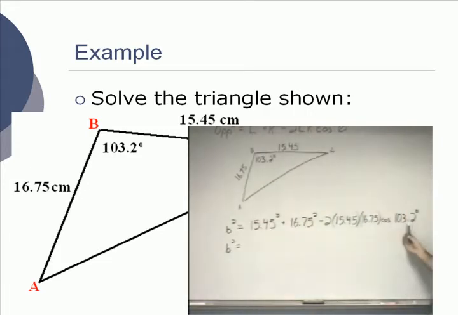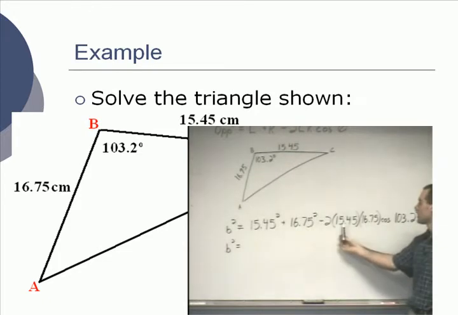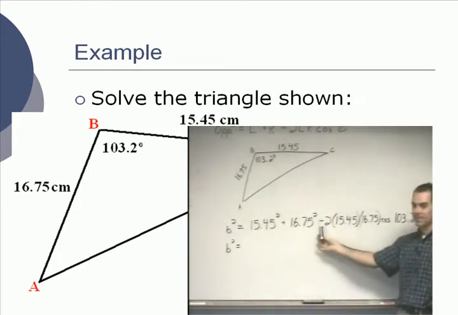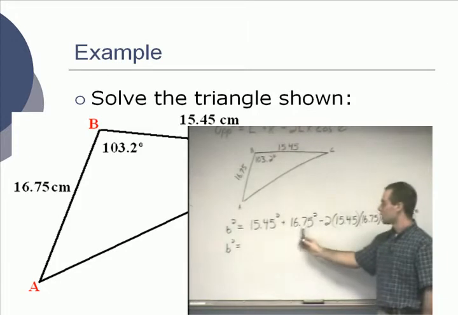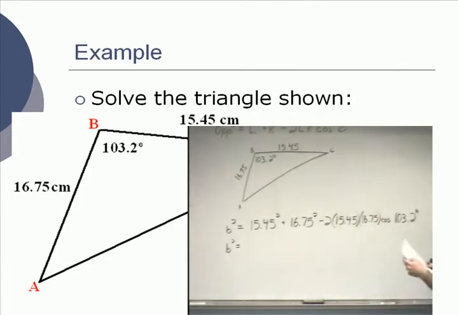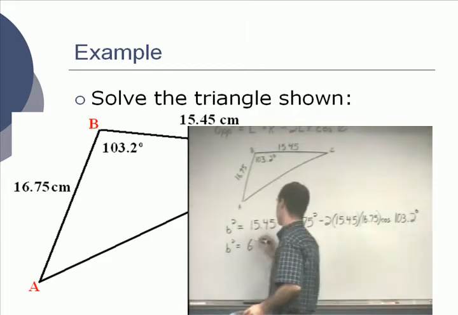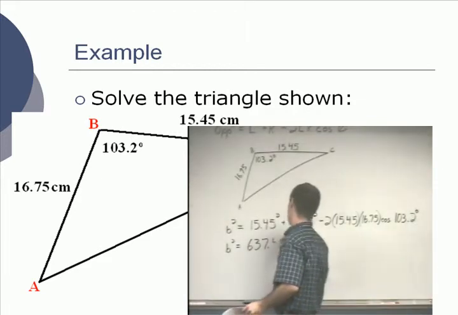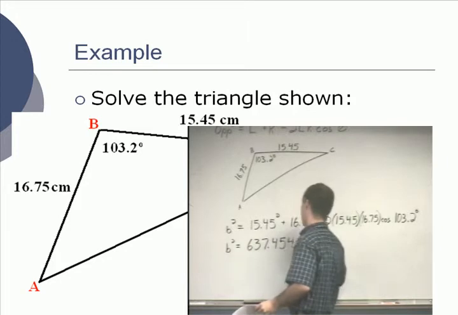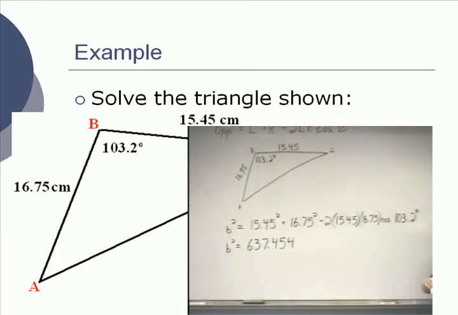So take cosine of 103.2 times 16.75 times 15.45. Make sure you're careful with the sign. This is the most common error with law of cosines, is mixing the sign up. Times negative 2. Add 16.75 squared plus 15.45 squared. Anybody verify that? Else verify 637.454? Okay, that's better. I don't know what went wrong there. I'll mark that wrong and fix it later.